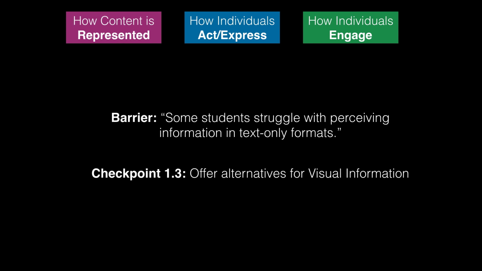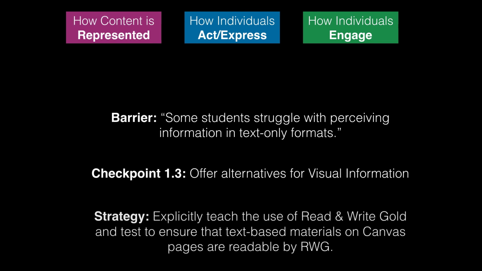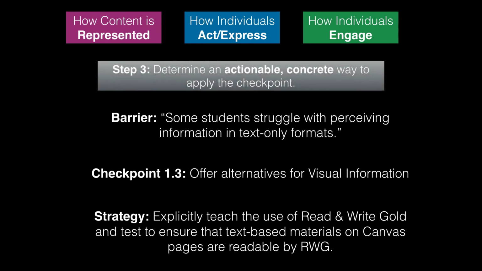So if I'm working on delivering content via text on Canvas, then maybe I could explicitly teach the use of Read and Write Gold and test it to ensure text-based materials on Canvas pages are readable by Read and Write Gold. This gives the power to the students to use Read and Write Gold to transfer text into audio representation whenever and wherever they want to on the Canvas course and elsewhere. This represents step 3. Determine an actionable, concrete way to apply the checkpoint.